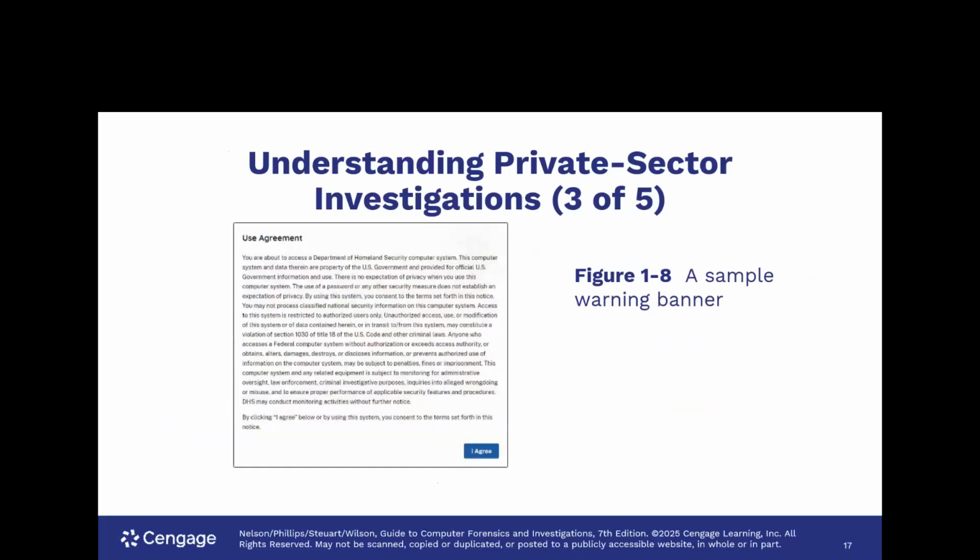An example of this is a warning banner. So you've probably seen something similar to this when you log in to your school, business, or government computer. It's the terms of service, the user use agreement. So this message here tells the user the computer belongs to the organization, and explains the conditions in which the system can be used.